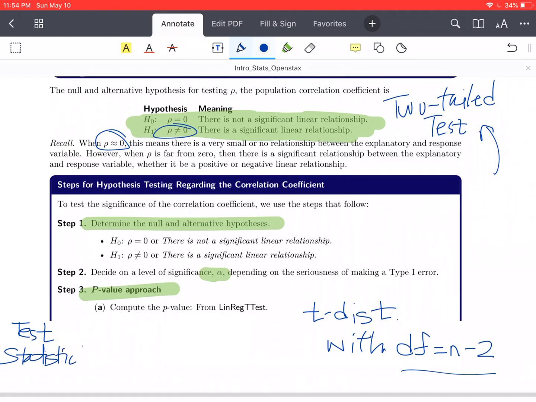and our test statistic is going to be calculated using t0 equals r times the square root of n minus 2, so the degrees of freedom, over the square root of 1 minus r squared.